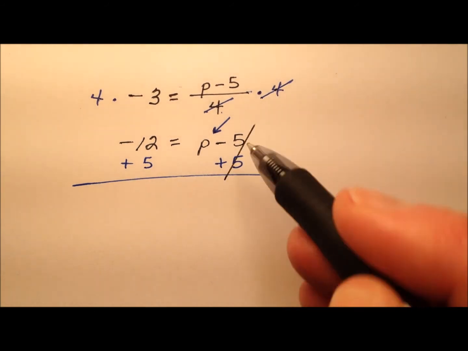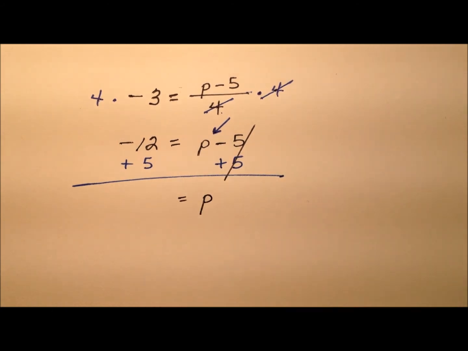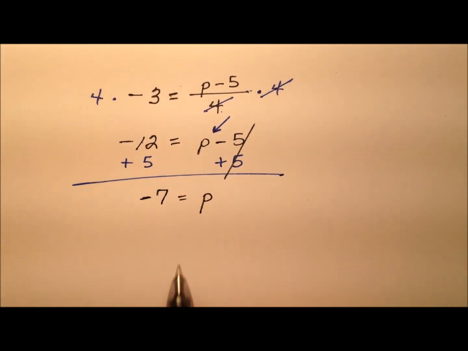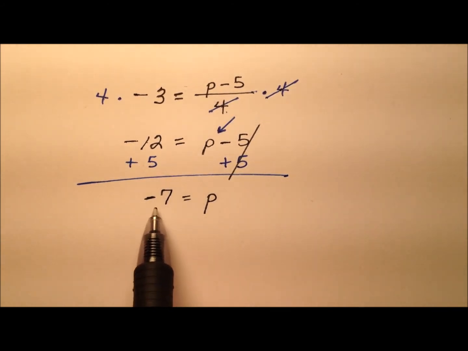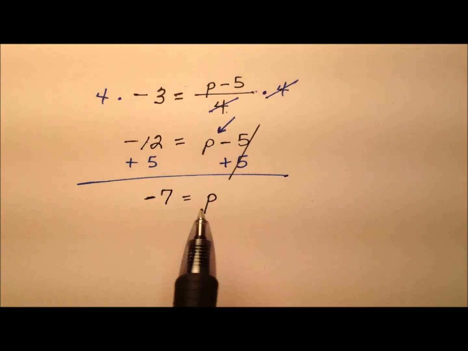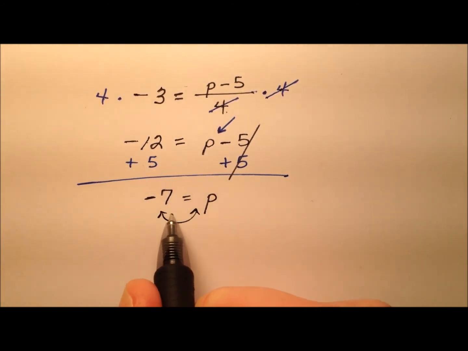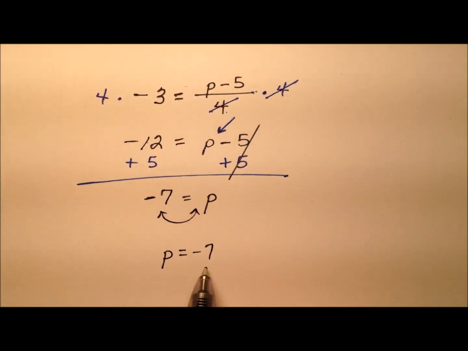When I do so, of course, these 5's on the right will cancel, and I have just that p variable right there, and negative 12 plus 5 will be negative 7. And one final thing you could do if you wanted to, some students don't like to see this variable on the right side, so we can just go ahead and switch the two sides and say p equals negative 7.